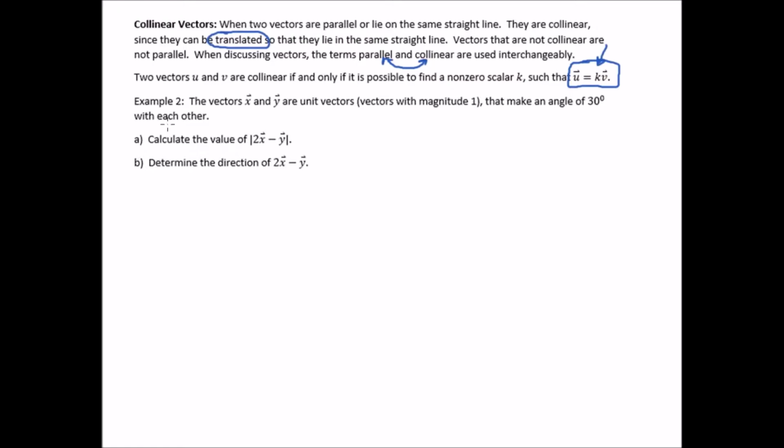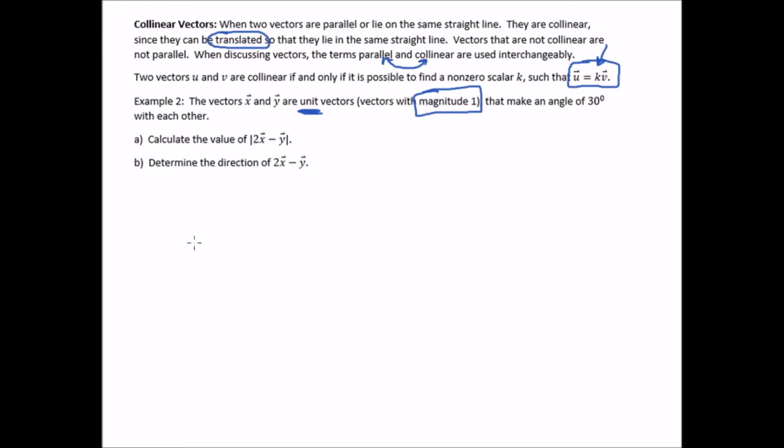Okay, let's go to example 2. The vectors x and y are unit vectors. So when you see unit vector, all this means is they have a magnitude of 1. We're going to get more into that shortly. Okay, they make an angle of 30 degrees with each other.